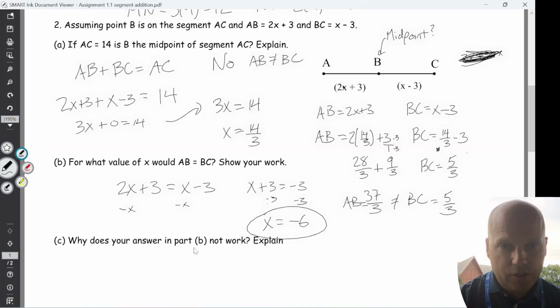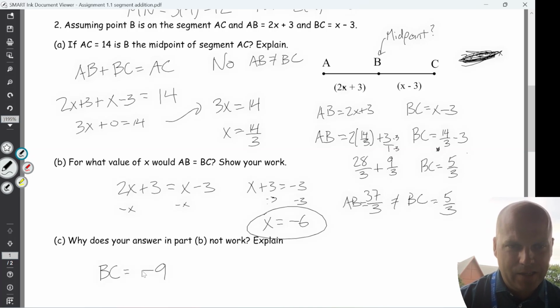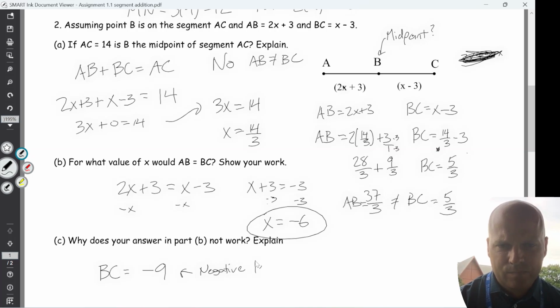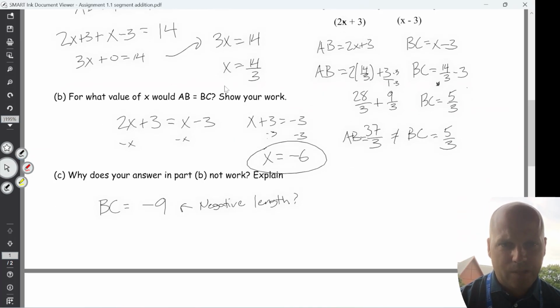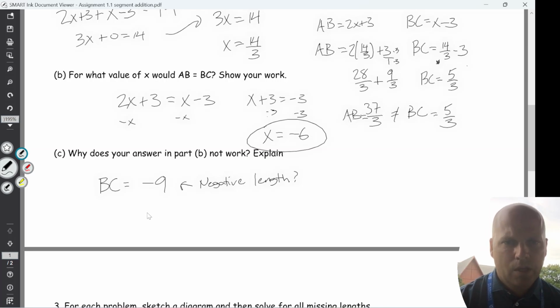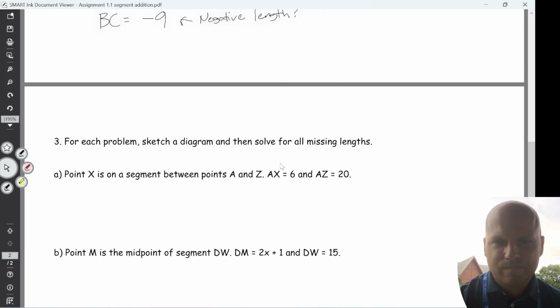Why does it not work? Well, BC would equal minus 6 minus 3, which is minus 9. That doesn't make sense. A negative length, I don't like that. And then for AB, you could do the same thing. Negative length does not compute.